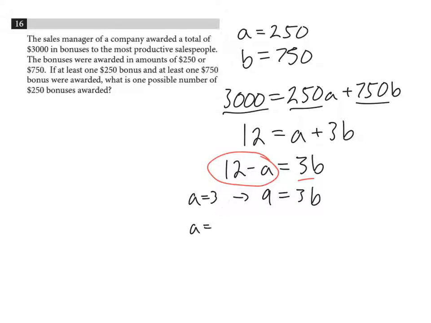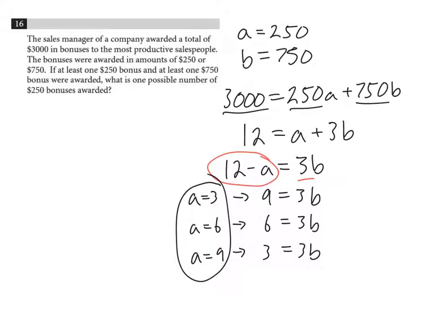If A was 6, this side would be equal to 6. That's also a multiple of 3. Or if A was 9, this side would be equal to 3, which is a multiple of 3. So the number of $250 bonuses, which is A, could be 3, 6, or 9.